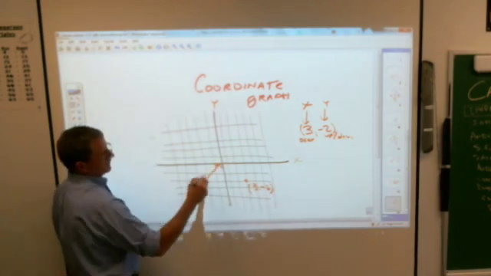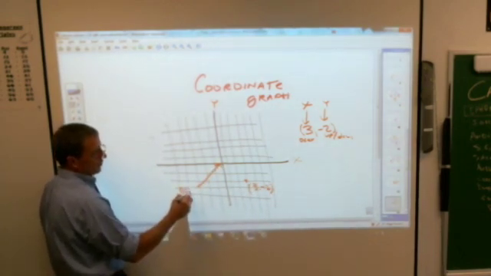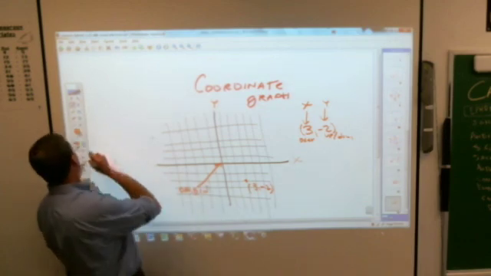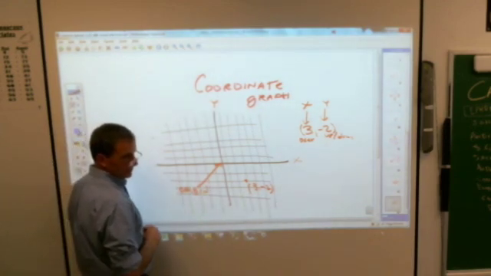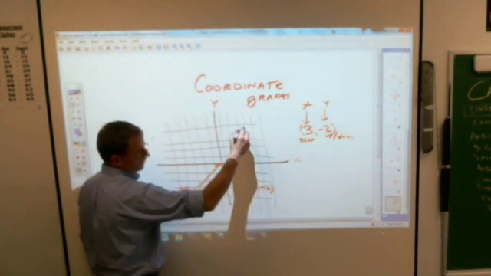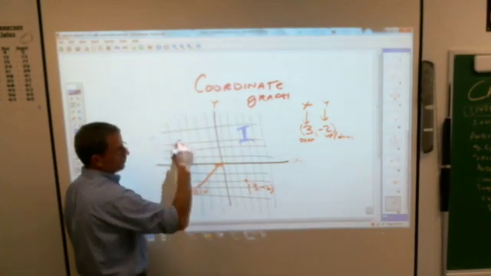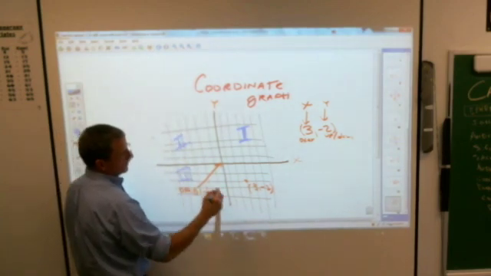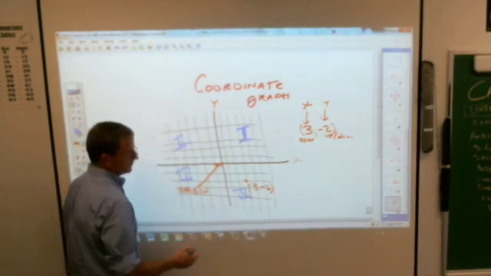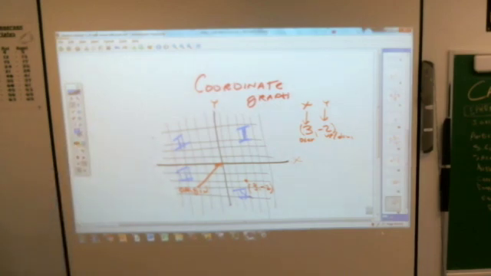This point right here at (0, 0) is called the origin. And these are separated into quadrants. What are the quadrants? I don't know why, but we use Roman numerals. Quadrant number 1, quadrant number 2, quadrant number 3, quadrant number 4. When in Rome, do like the Romans do.